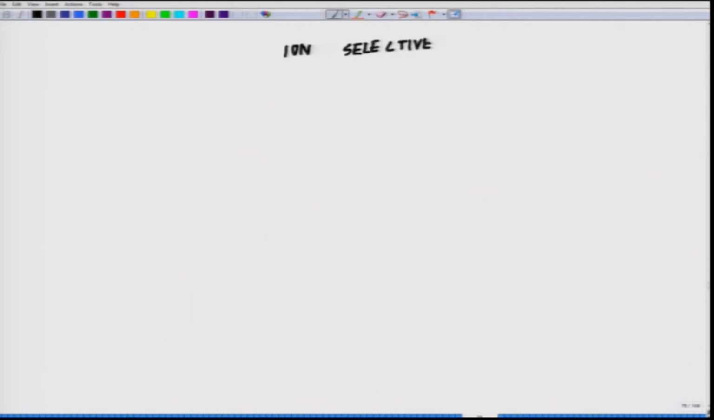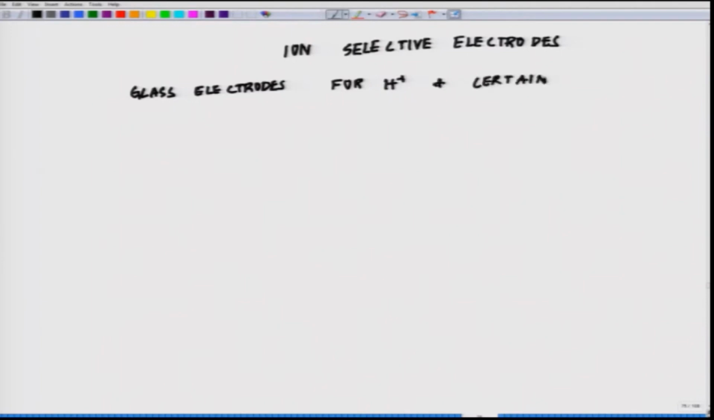Ion selective electrodes are of these different types. Say for example, one of them is the glass electrodes, which are used for H plus and certain monovalent cations. We will talk about it, that is essentially the pH, and certain monovalent cations.